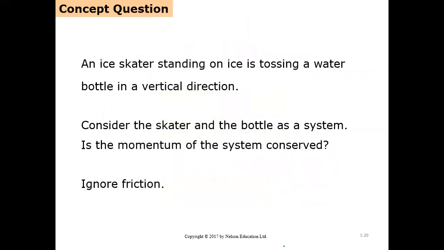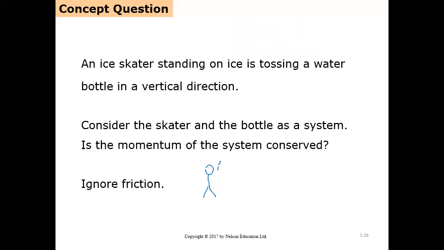Okay, right. Now we have got a question. An ice skater standing on ice is tossing a water bottle in a vertical direction. Consider the skater and the bottle as a system. Is the momentum of the system conserved? Ignore friction. So let me draw the picture for this.